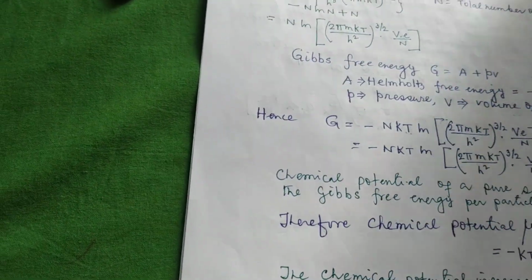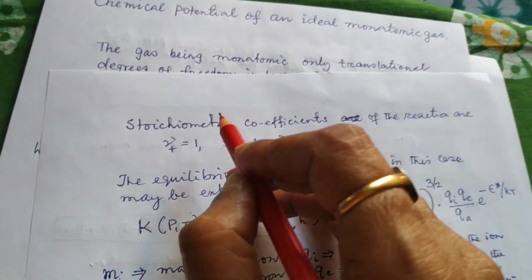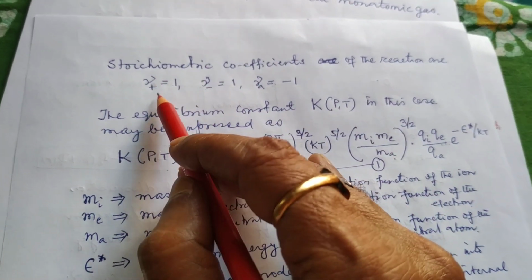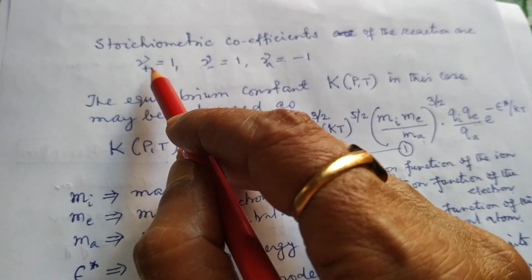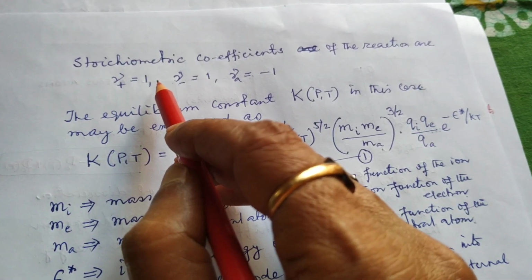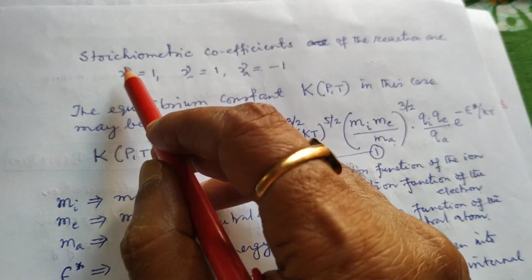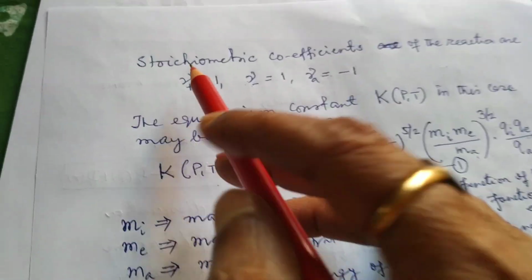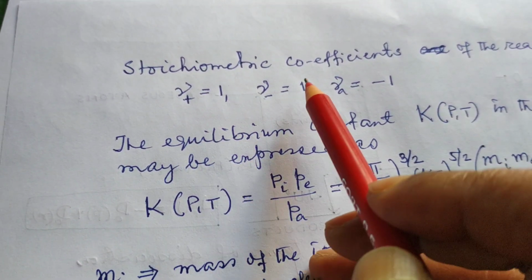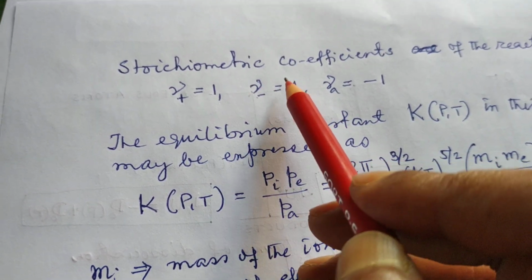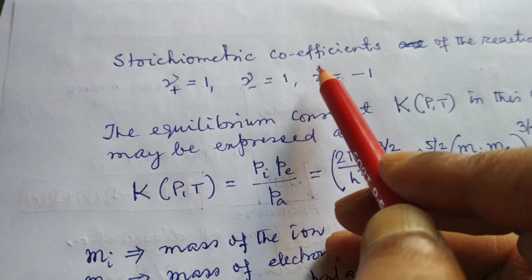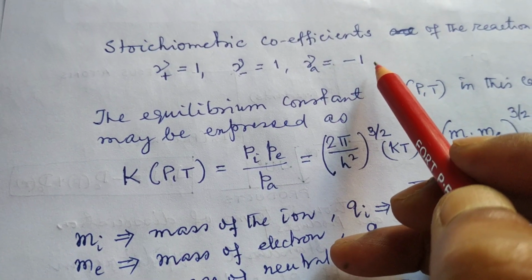Now you see, the stoichiometric coefficients of the reaction are nu plus equals 1, nu minus equals 1. So this is the stoichiometric coefficient of the positive ion, which equals 1. This is the stoichiometric coefficient of the electron, which equals 1. And this is the stoichiometric coefficient of the neutral atom, equal to minus 1.